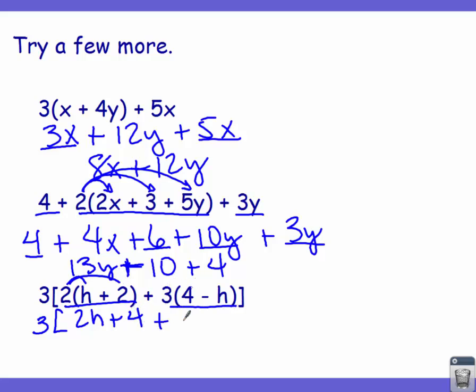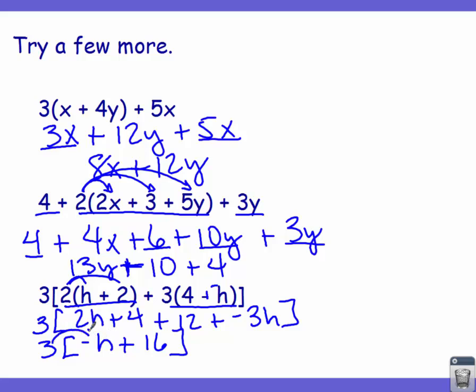So 3 times 4 gives me 12. I'm going to change that there. So now I'm going to do plus, and then 3 times negative h gives me negative 3h. Right? So now I simplify that line. Okay, so my 2h and my negative 3h can go together to give me a negative h. So I've got 3 bracket negative h plus, and then the 4 and the 12 can go together to make 16. And now I've got one more set of parentheses to simplify.